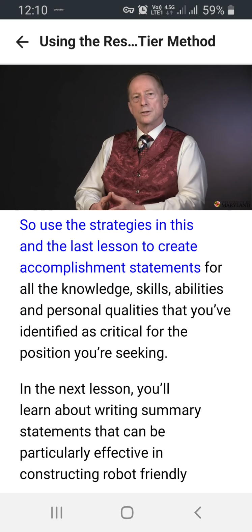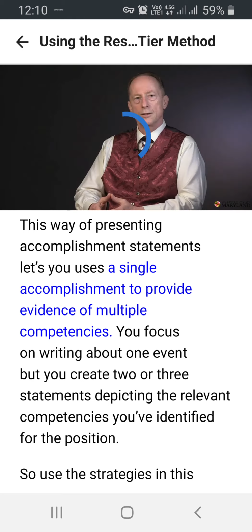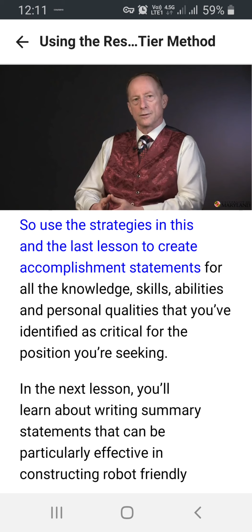So use the strategies in this and the last lesson to create accomplishment statements for all the knowledge, skills, abilities, and personal qualities that you've identified as critical for the position you're seeking.